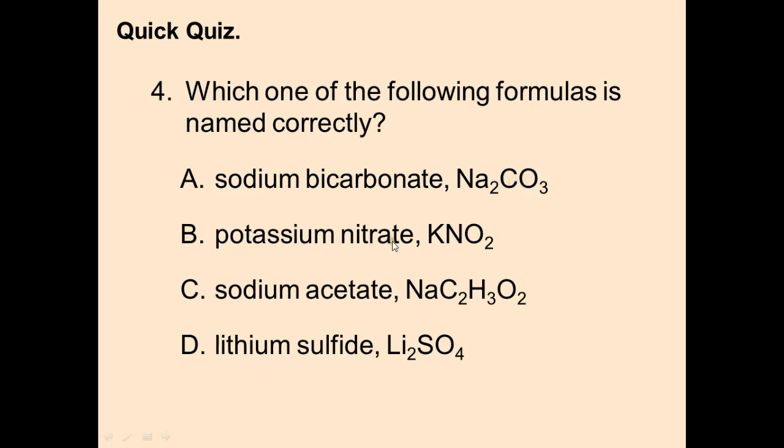And so potassium nitrate. Potassium is K, and then nitrate is NO3. So this is NO2. NO2 is nitrite. So this is incorrectly named. Then let's look at sodium acetate. Sodium is Na. Acetate is C2H3O2, and they both have a charge of 1, but sodium is positive, acetate is negative. So C is the correctly named ion.